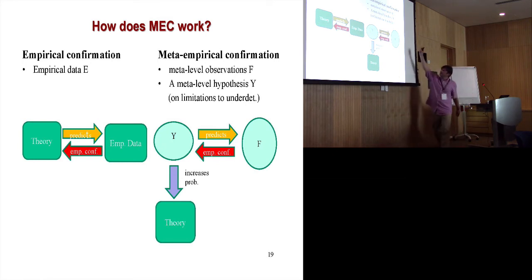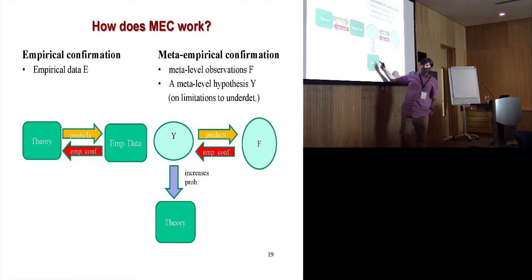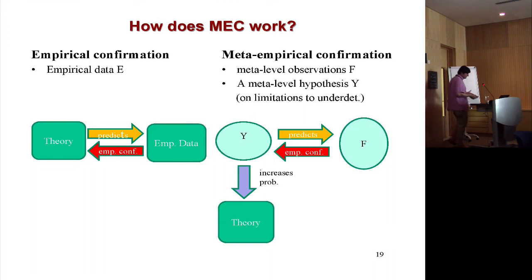Now if I then increase the probability of the hypothesis, this hypothesis will then increase the probability of the theory. So in this extreme case, if the hypothesis is there are no other possible theories than the one I have, and if I assume that there is a viable scientific theory, then I can infer that that's actually the correct theory.